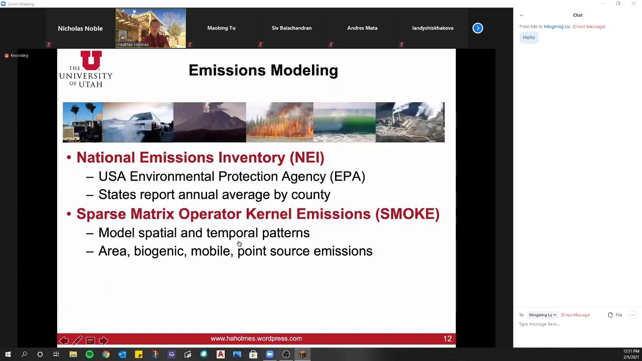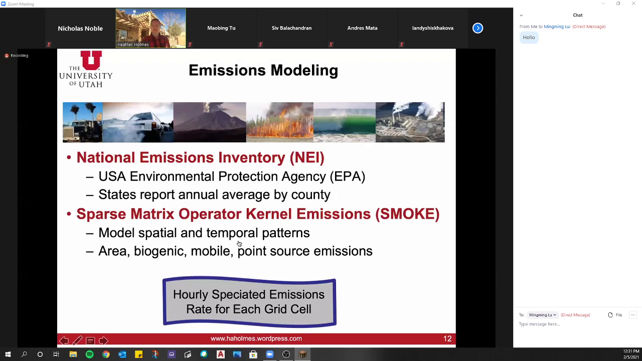And if we want to understand air quality, we need to know how much air pollution is going into our domain. For that, we rely heavily on the National Emissions Inventory. This is maintained by the EPA. Every 3 years, the states report an annual average by county of the expected air pollution from different sources in their states. And then we use this SMOKE model to allocate all of that information onto grid cells in our domain and get hourly profiles of the air pollution from the annual average. This gives us the hourly speciated emission rates for every grid cell in our domain.